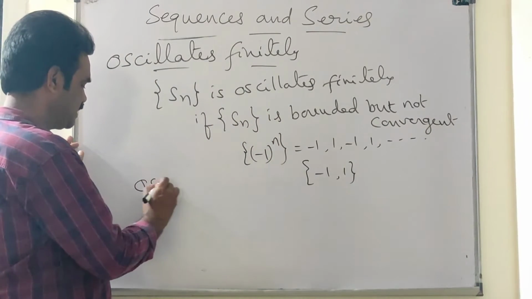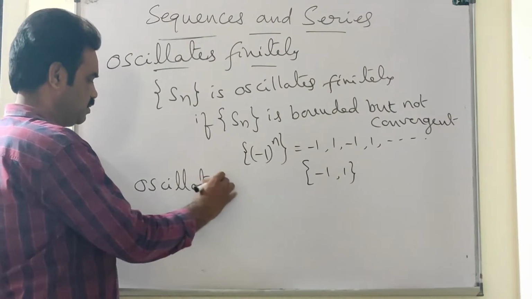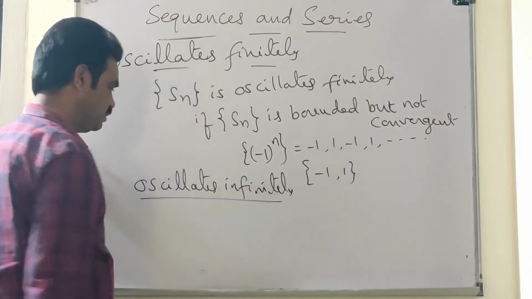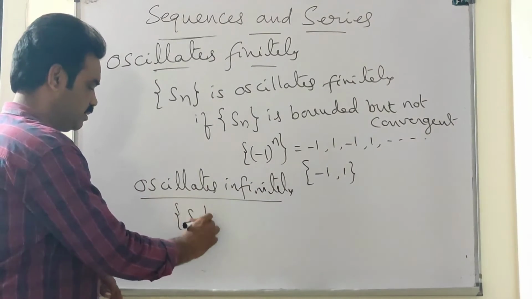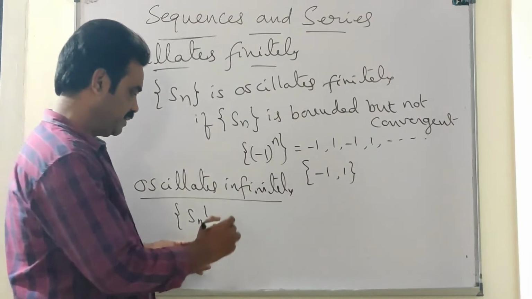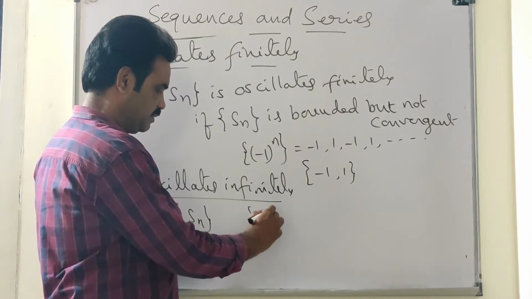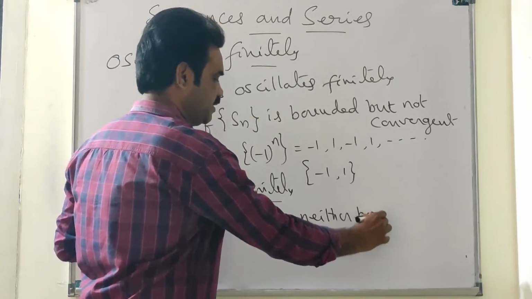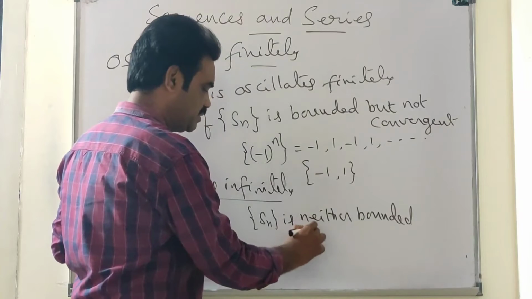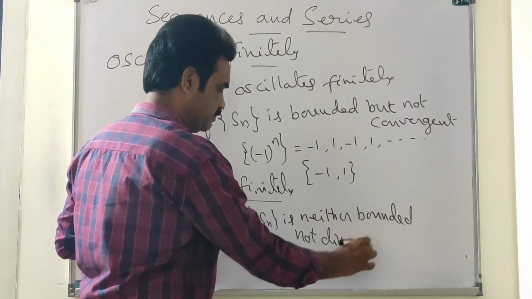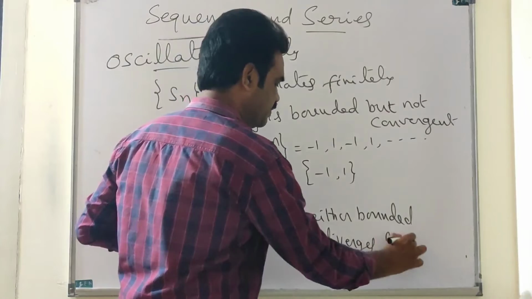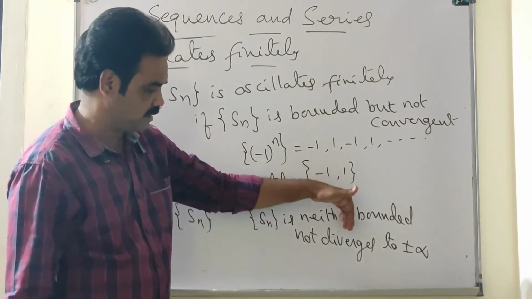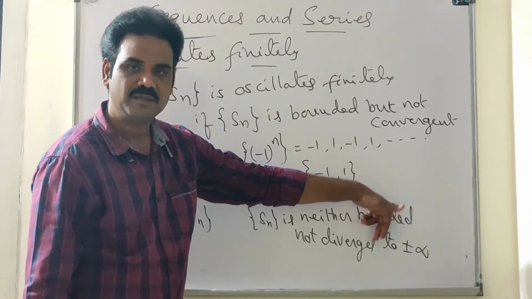Next, oscillates infinitely. A sequence Sn is said to oscillate infinitely if Sn is neither bounded nor diverges to plus or minus infinity. That means it is not bounded and it is not divergent to plus infinity or minus infinity.